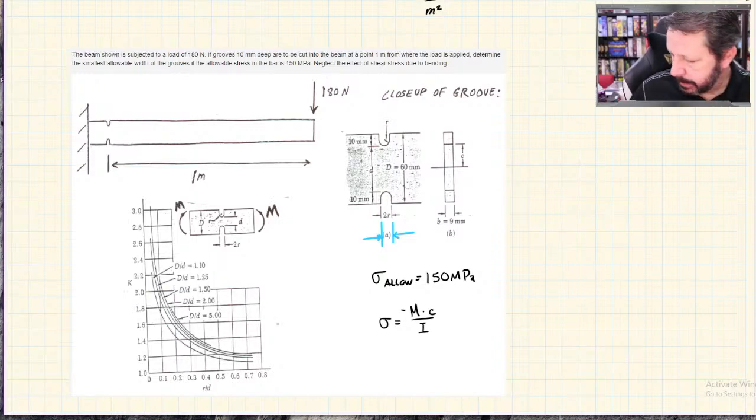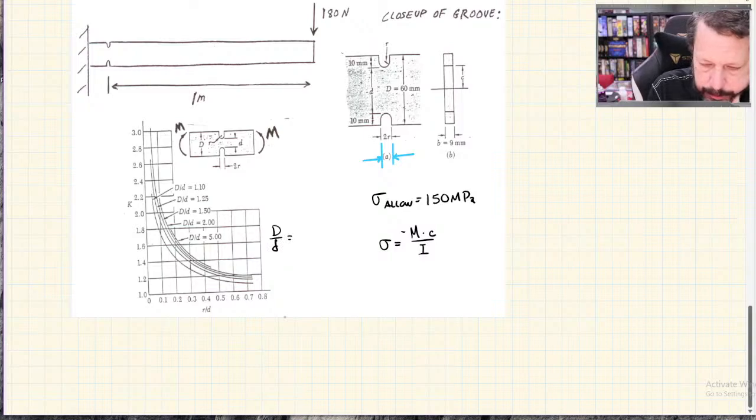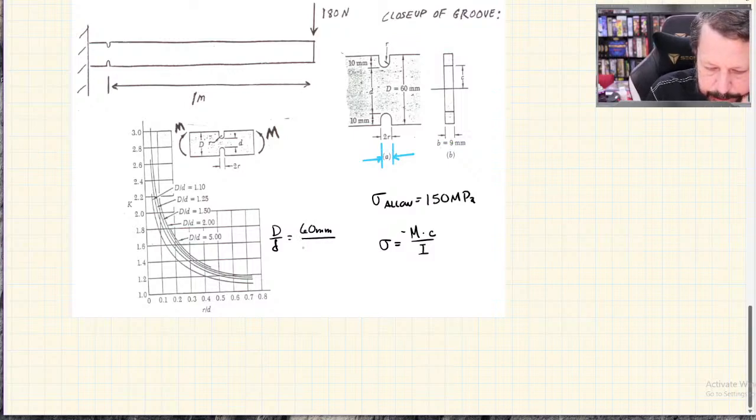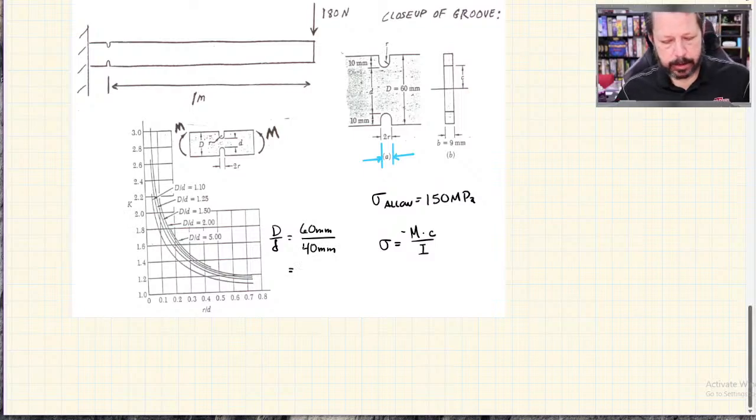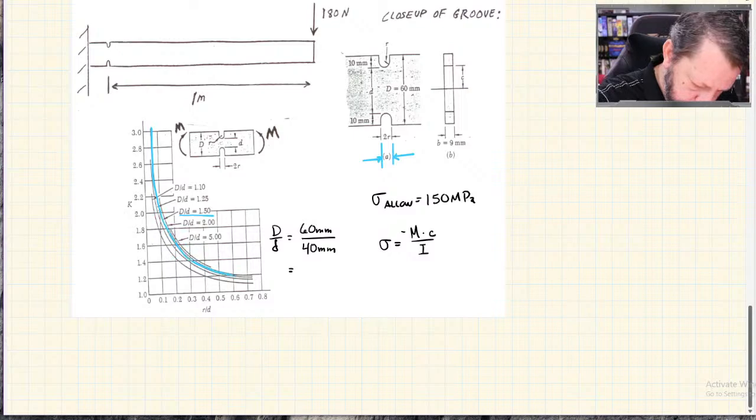So D over d. For us, according to their picture, D is 60 millimeters. I'm looking over here to get most of this information. Lowercase d is supposed to be 60 minus 10, so 40. So that's our same ratio we had last time, I think. 1.5. So we're on the 1.5 line, which is here. I think it's this one. Okay, we're on that one.